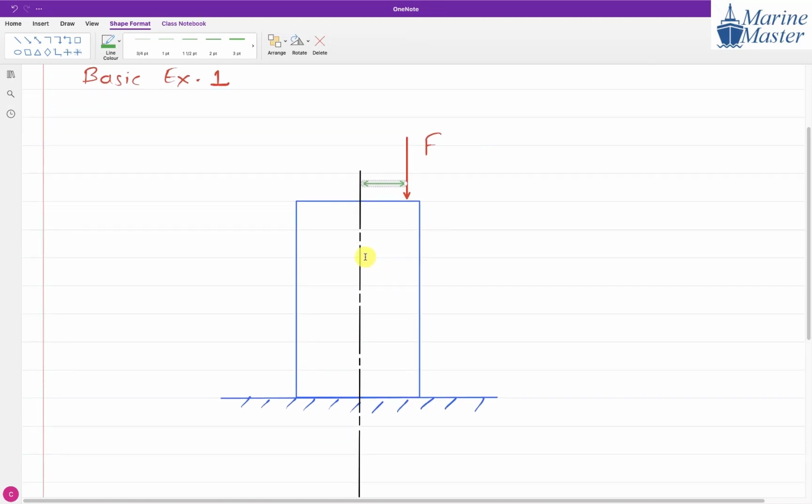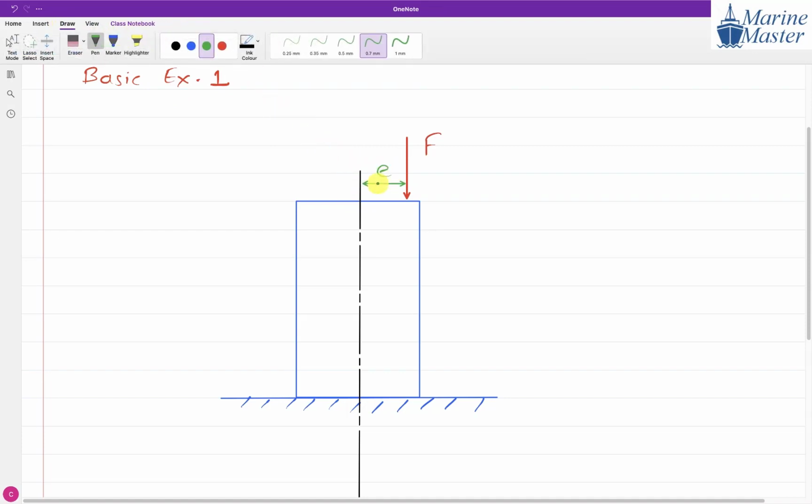Remember, don't get confused between the center line and neutral axis. Neutral axis is always on the cross section. Center line is always on the column or beam. So see the scenario. This distance between F and the center line, we will show as small e. What is the meaning of small e? Small e stands for eccentricity.